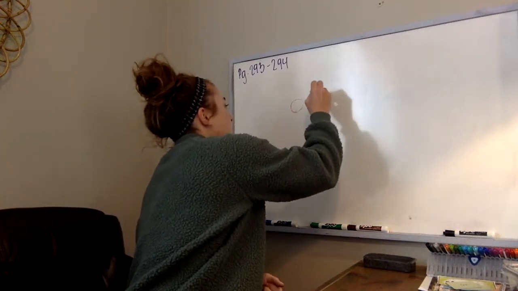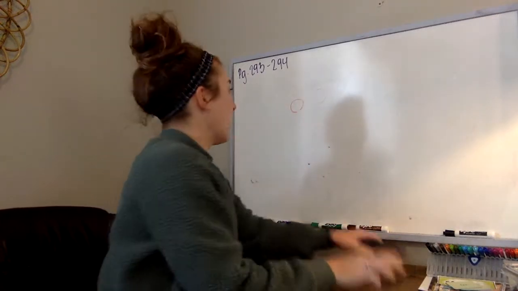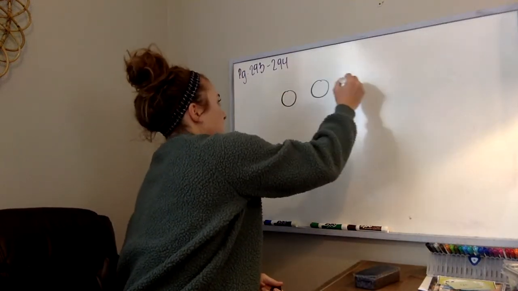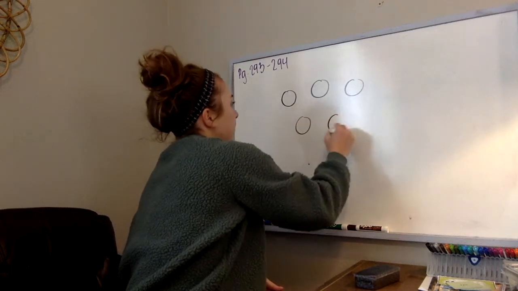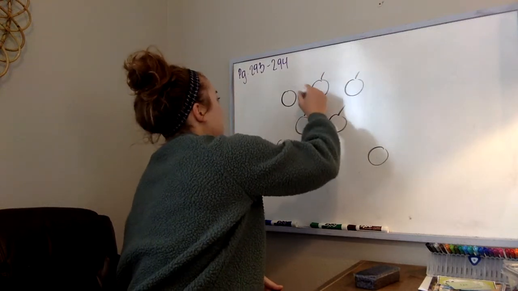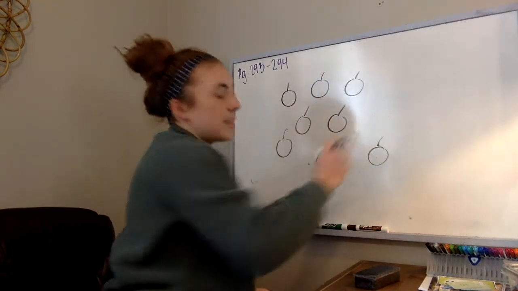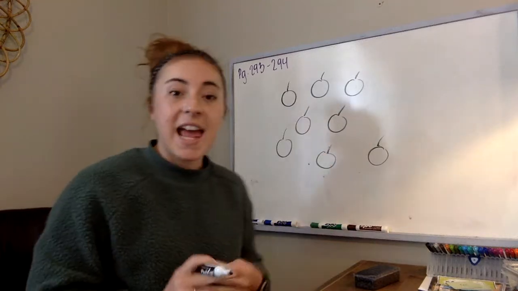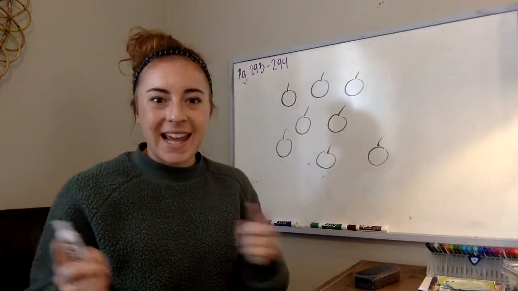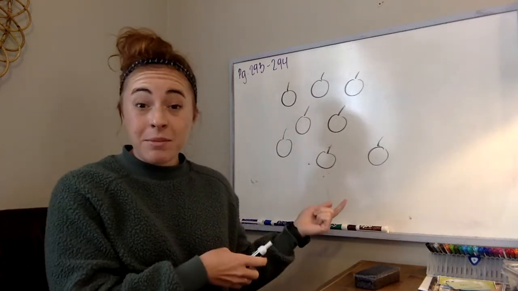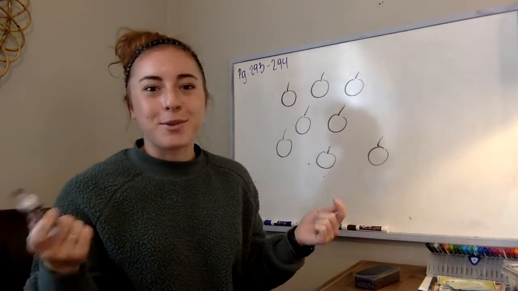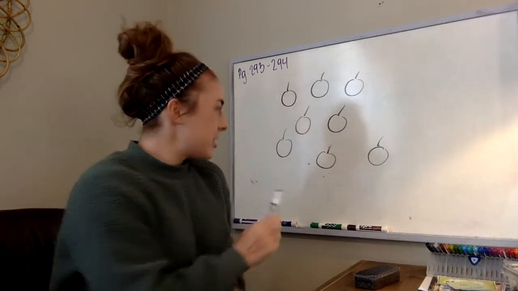So 1, 2, my pen does not work. 1, 2, 3, 4, 5, 6, 7, 8. So we're going to pretend that these are cherries. Okay, so Cheddar picked 8 cherries. And then my story says that he ate 1. So what should we do to our picture to show that he ate 1 cherry? Should we add more cherries? Should I draw a couple more? No, I don't think so either. So what should we do? Yeah, we're just going to cross one out.